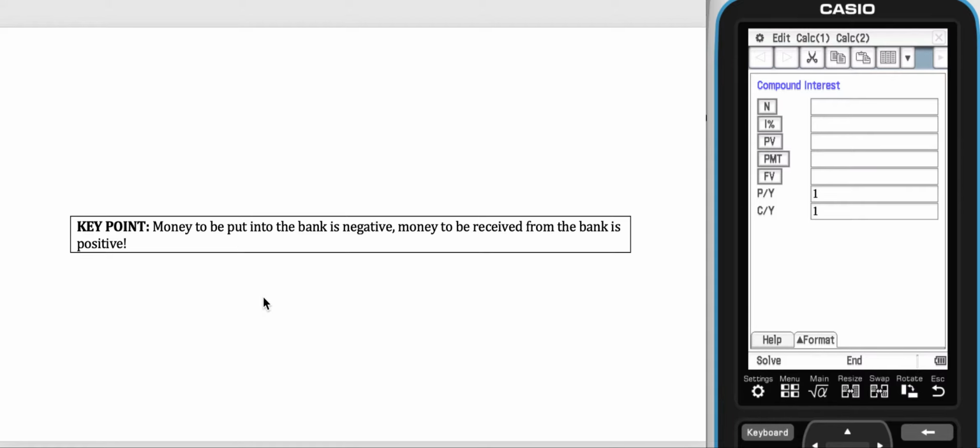Okay, before we get into any examples and actually practice using this program, a really, really important point is we often have to input some numbers as negative numbers and some numbers as positive numbers. And to remember which ones are which, this is how you can think of it. Anytime we're putting money into the bank, that's negative. It's like we're losing that money, we're giving it to the bank. But anytime money is going to be received from the bank, so anytime we're going to get money from the bank, that's a positive number. So think of it like money going to the bank is negative, money coming from the bank is positive. All right, let's get into an example and we'll see how it works.